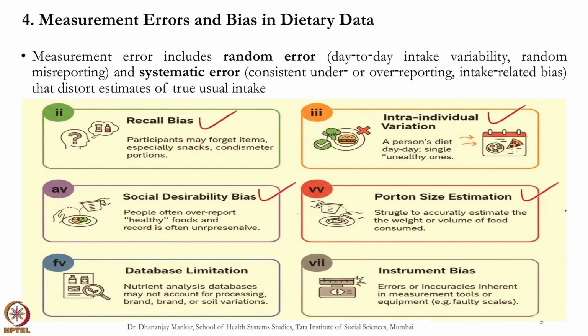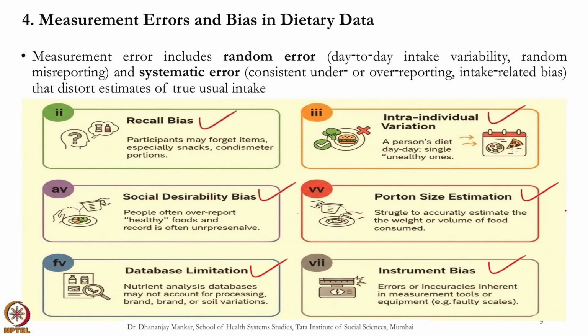Portion size estimation: the struggle to accurately estimate the weight or the volume of the food consumed makes it difficult to take things ahead. Database limitation: the nutrient analysis databases may not account for processing, brand and soil variations, which limits the data from being considered for important decision making.